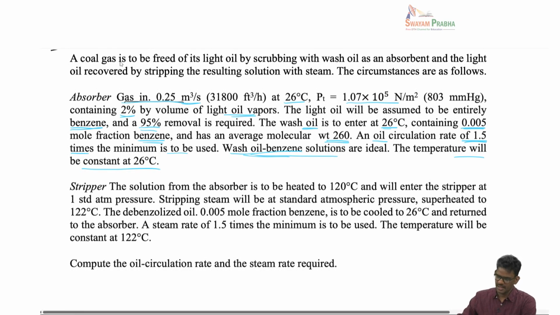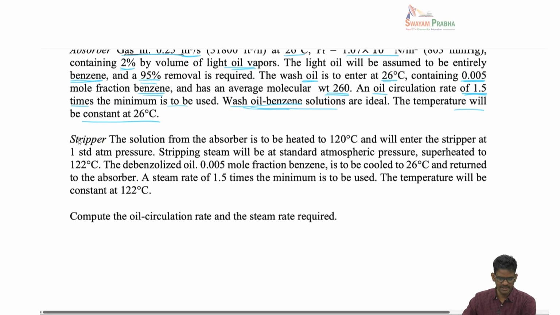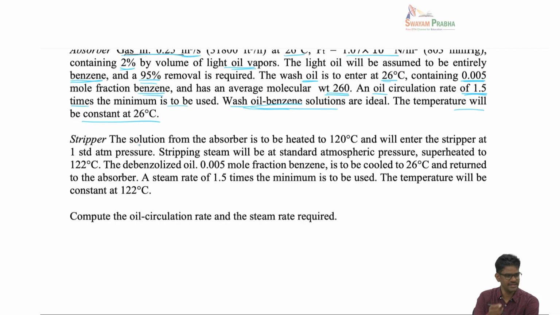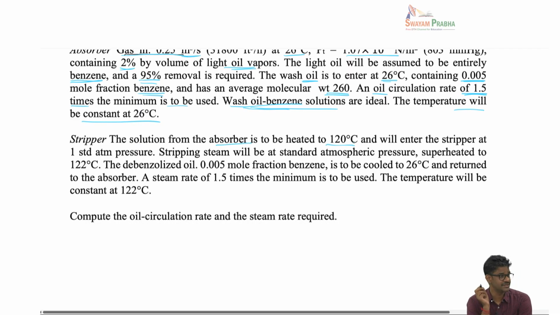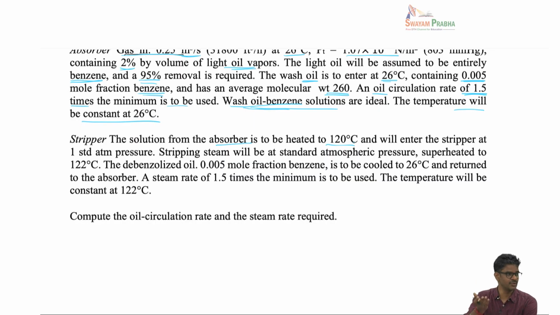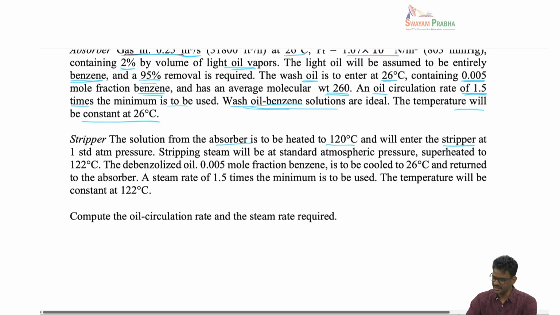The second part of the problem is that the wash oil solution coming from the absorber is heated to 120 degrees Celsius. Here we are actually playing with the solubility data. By increasing the temperature to 120, we are changing the equilibrium behavior of the solute in the liquid, and then this will enter the stripper at a certain temperature and pressure. Now we use a stripping stream which is operating at atmospheric pressure. This is superheated to 122.